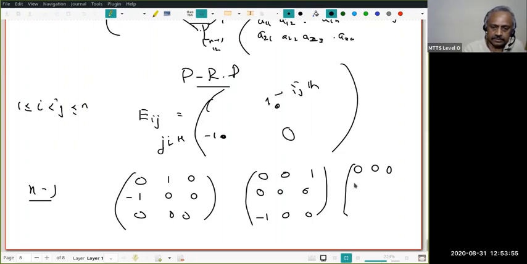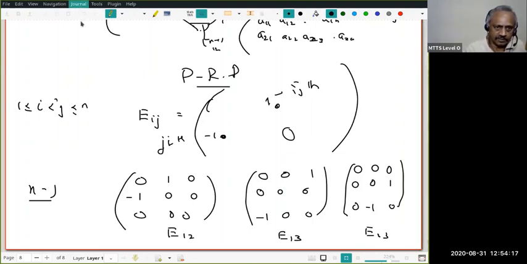Now I have this. Okay, this I already know. This is 0, 0. I have 1. Then this must be 2, 3. Therefore, 3, 2 will be minus 1. So this is my E12. This is my E13. This is my E23. These are the 3 basic vectors.